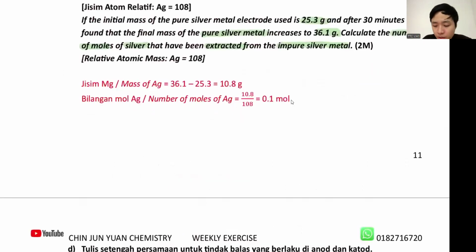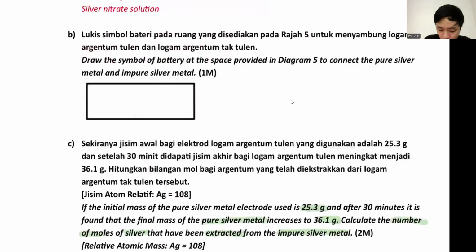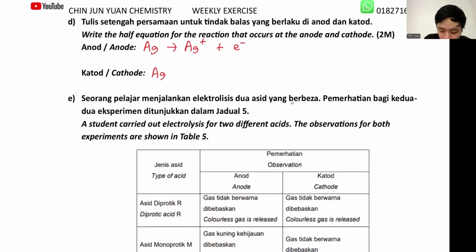What happened to cathode? Cathode, the silver ion will form silver. So the Ag plus receives electron, becomes Ag.